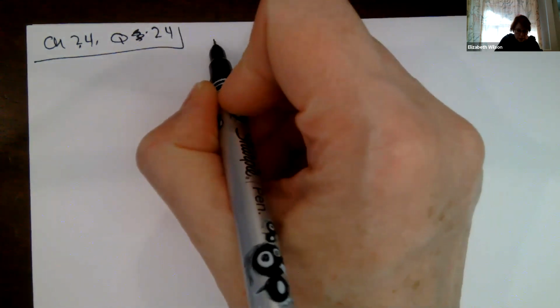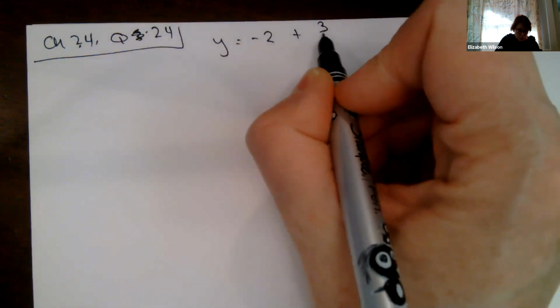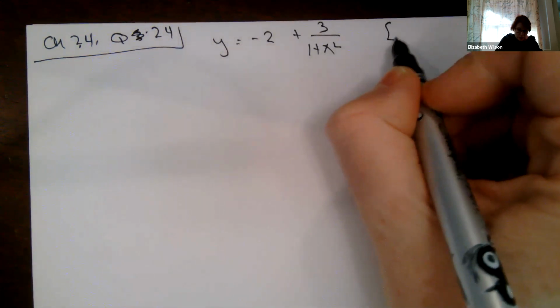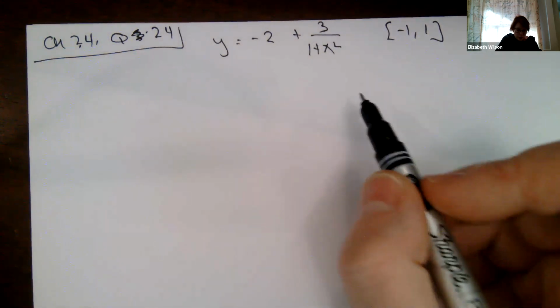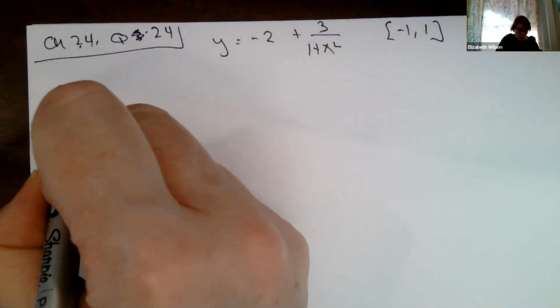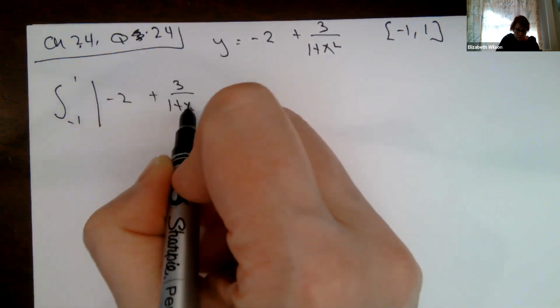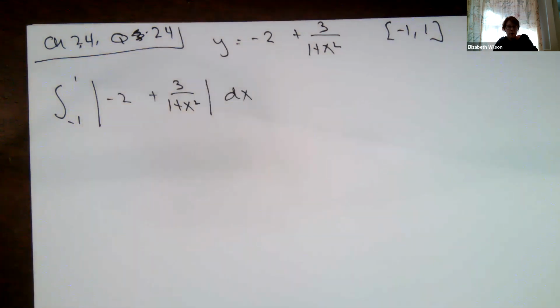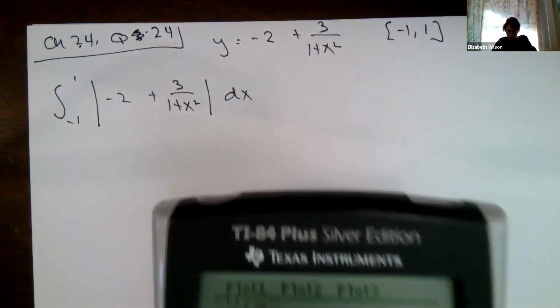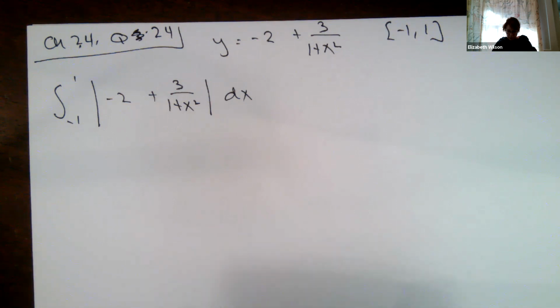So I've got y equals minus 2 plus 3 over 1 plus x squared, from minus 1 to 1. So basically what we're going to do is integrate from minus 1 to 1 the absolute value, right? Because they want us to come up with just the total area, not the signed area. They want us to figure that out. So let's take a look and see what it looks like. I'm going to go minus 2 plus 3 divided by 1 plus x squared.